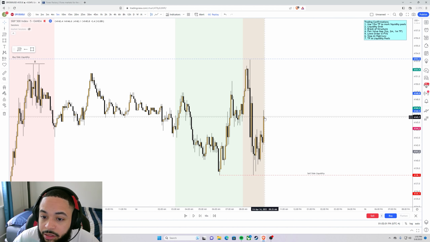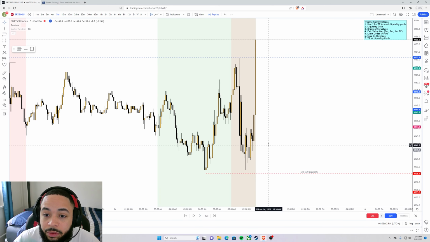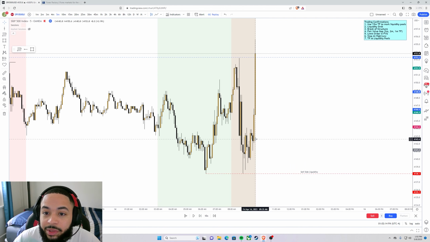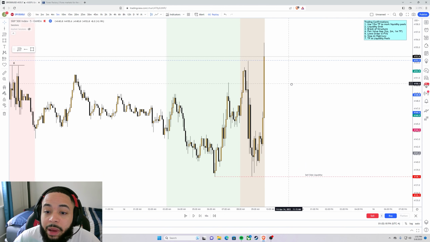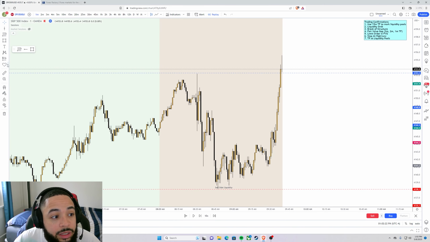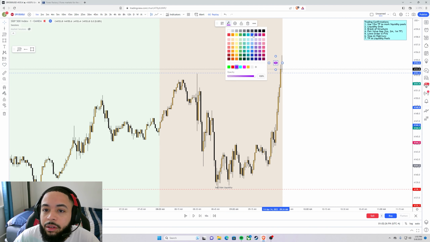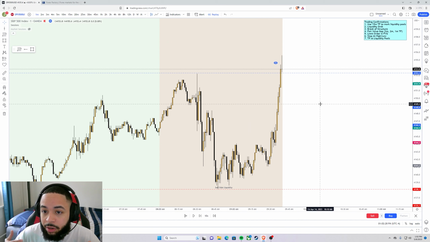We want to see what the volatility does. If the volatility ends up attacking either of the liquidity pools, which in this case it doesn't, right? It's just a bullish candle. Well, now right here at 9:35 to 9:40, we see a massive, massive push up. Once I see that push up, I like to mark my things, like whenever liquidity gets taken.